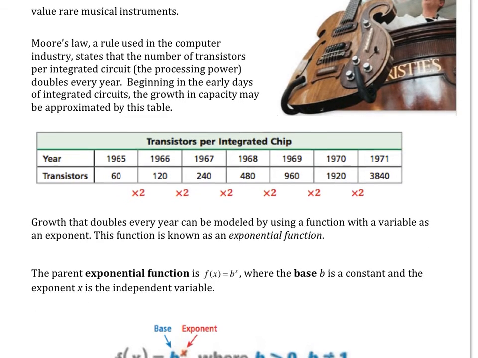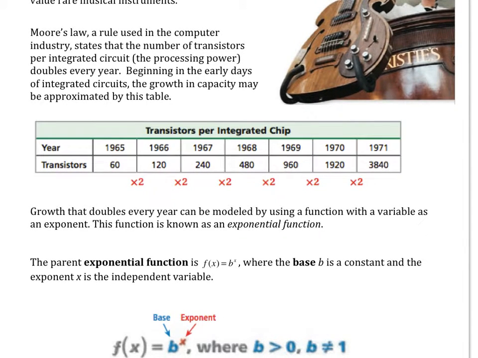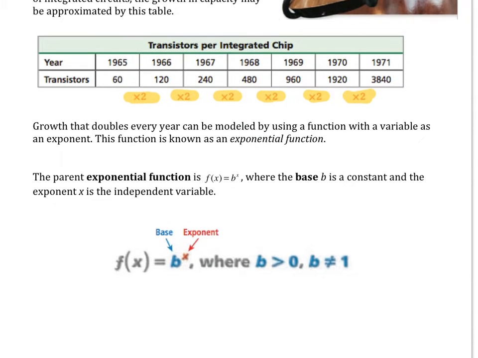An exponential function is a function that is modeled by increasing by some factor or decreasing by a factor. So in the example, you can see that it doubles. This is an exponential function, unlike a linear function that increases by a constant or decreases by a constant.